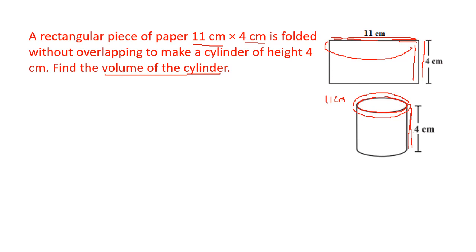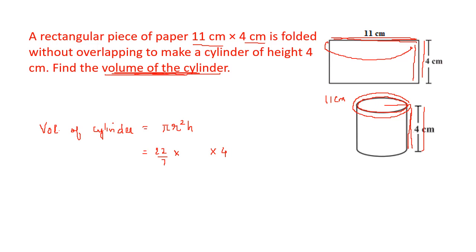Now, let me write down the formula. Volume of cylinder. So do you know what is the formula for volume of cylinder? It is pi r square h. Pi is 22 by 7. R, the radius, is not mentioned. Height is 4 centimeter, so we know the height. We have to find the volume of the cylinder, but in this case, the radius is not mentioned. So we'll have to first find the radius.